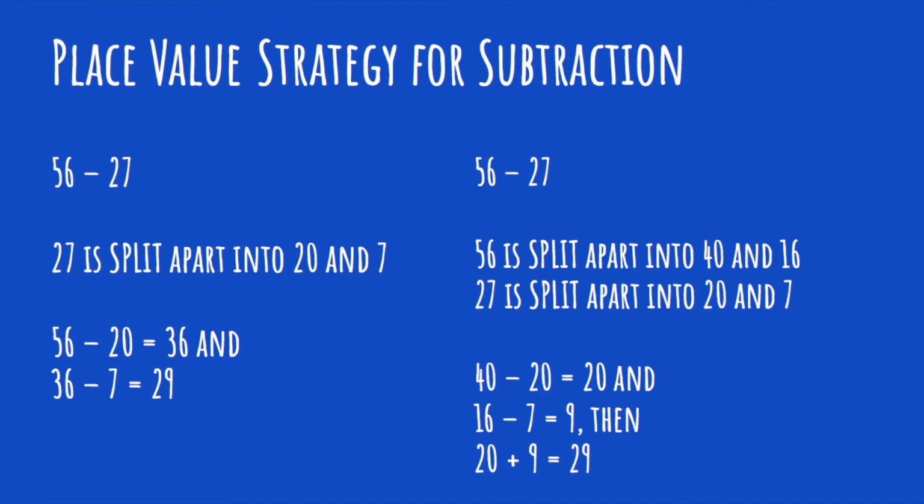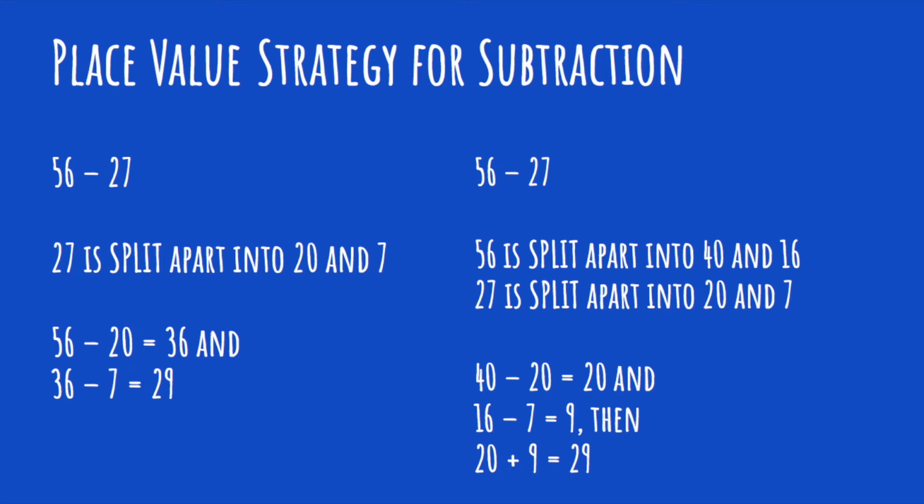Okay, so let's look at a place value strategy for subtraction. So what we've done here is 56 minus 27. 56 is split apart into 50 and 6. 27 is split apart into 20 and 7. Do the 56, you're going to take away the 20, which gets you to 36, and then you're going to take away the 7, which gets you to 29.